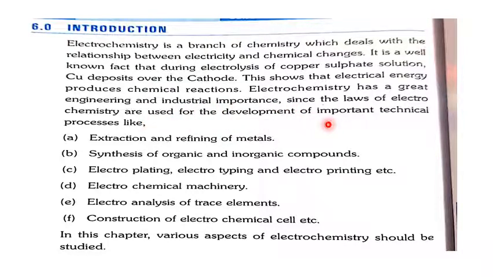Electrochemistry has a great engineering and industrial importance since the laws of electrochemistry are used for the development of important technical processes like extraction and refining of metals, synthesis of organic and inorganic compounds, electroplating, electrotyping and electroprinting, etc. Next, electrochemical machinery. Next, electroanalysis of trace elements. Next, construction of electrochemical cell, etc. In this chapter, various aspects of electrochemistry should be studied.